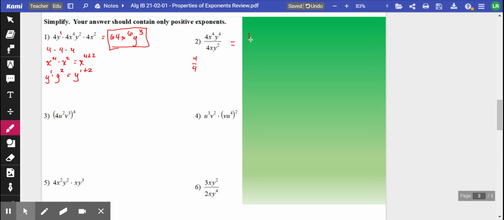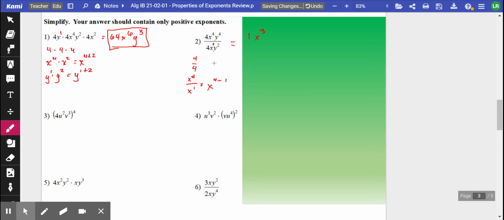Okay. The x's are being divided. Now for our x's here, we have x to the fourth divided by x to the first. Well, since they're divided, we would subtract our exponents. 4 minus 1 is 3. So I have x to the third.